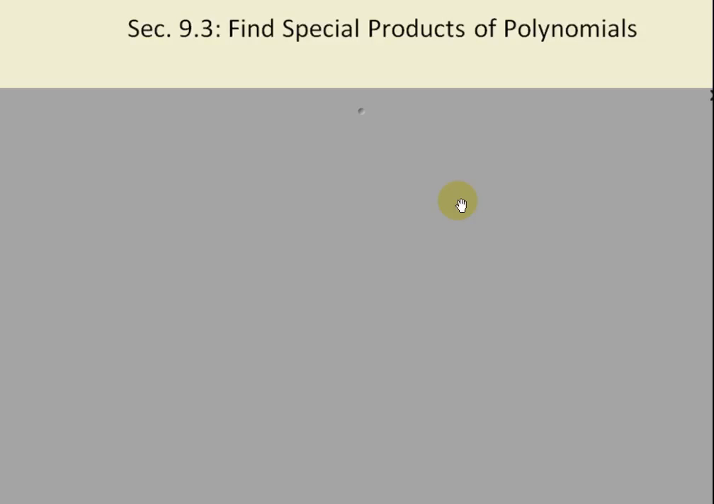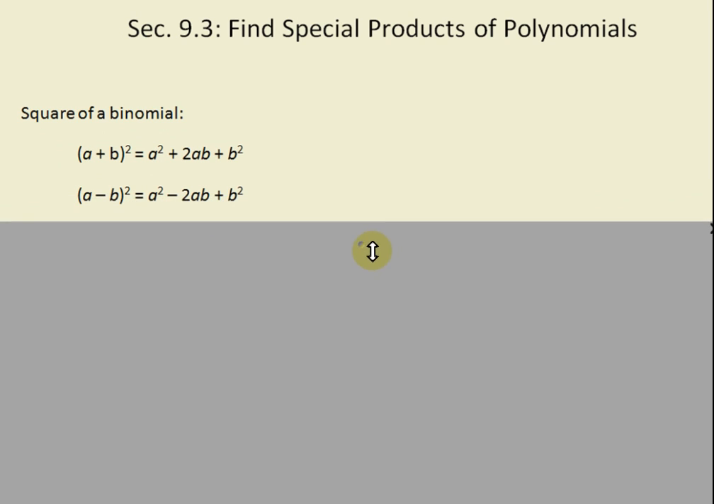In section 9.2 we looked at multiplying polynomials, and now in section 9.3 we're going to look at a few special cases of multiplying polynomials. So first of all, we could have a polynomial, in this case a binomial, that's a perfect square. When we take a plus b and square it, it turns out we get this nice little form: a squared plus 2ab plus b squared.